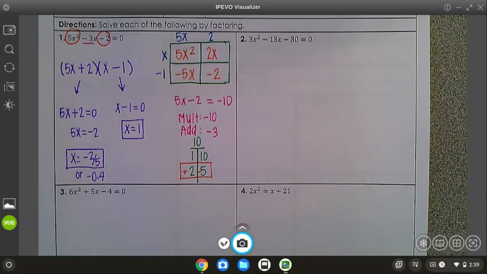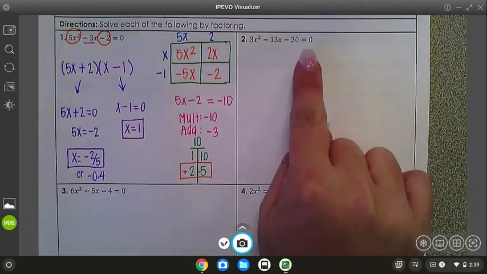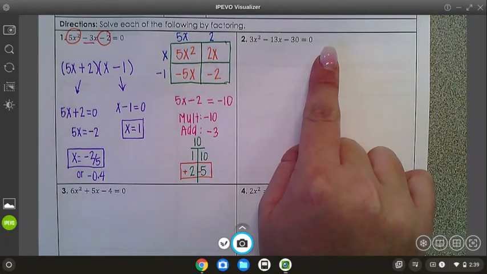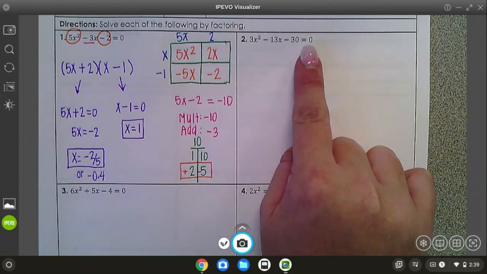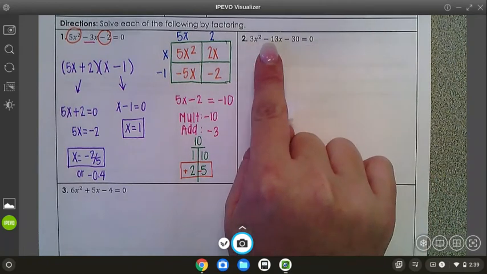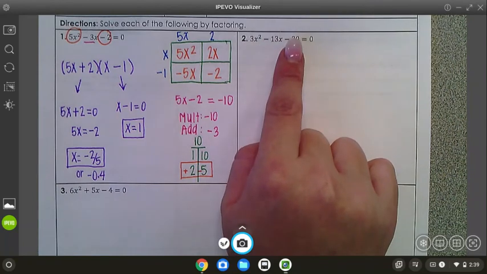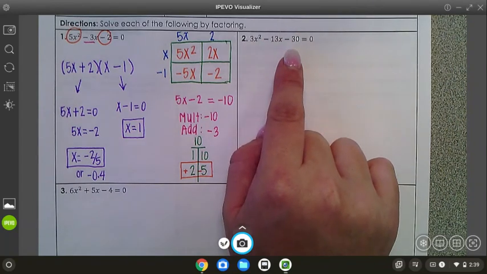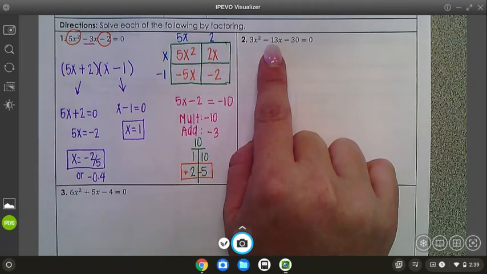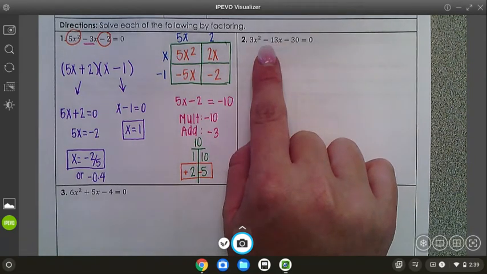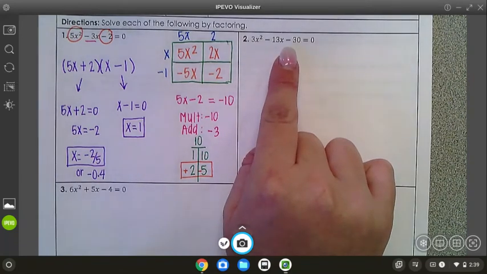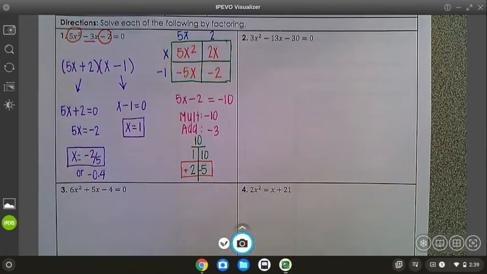Let's go to number 2. We're going to go back to these steps. Read the steps, follow the steps. Step 1, make sure the quadratic is set equal to 0. Check. Factor out a GCF if necessary. Is there anything that I can divide 3, 13, and 30 by? Don't say 3 because you cannot divide 13 by 3. There's actually nothing that they all have in common. So there's no GCF.